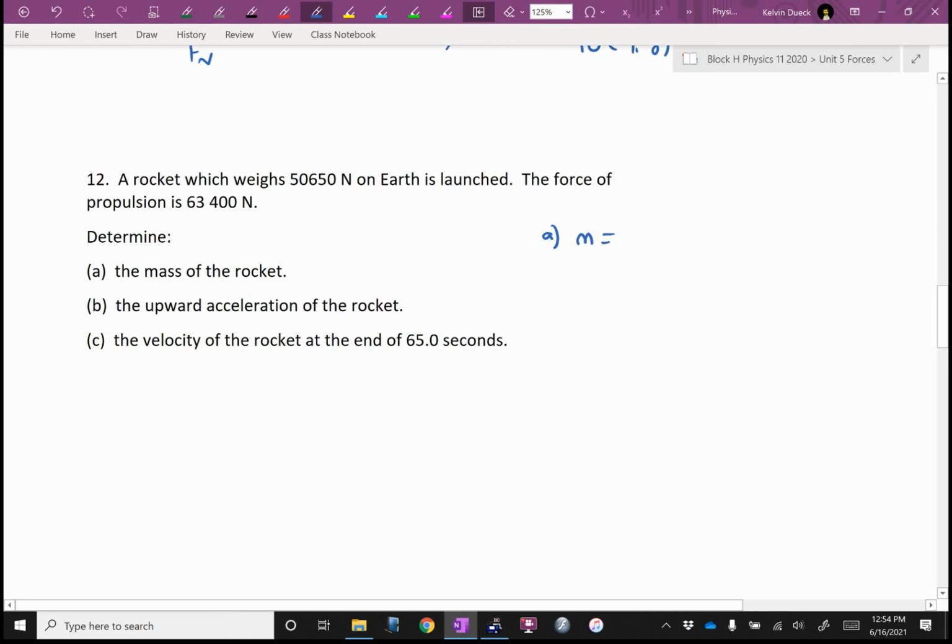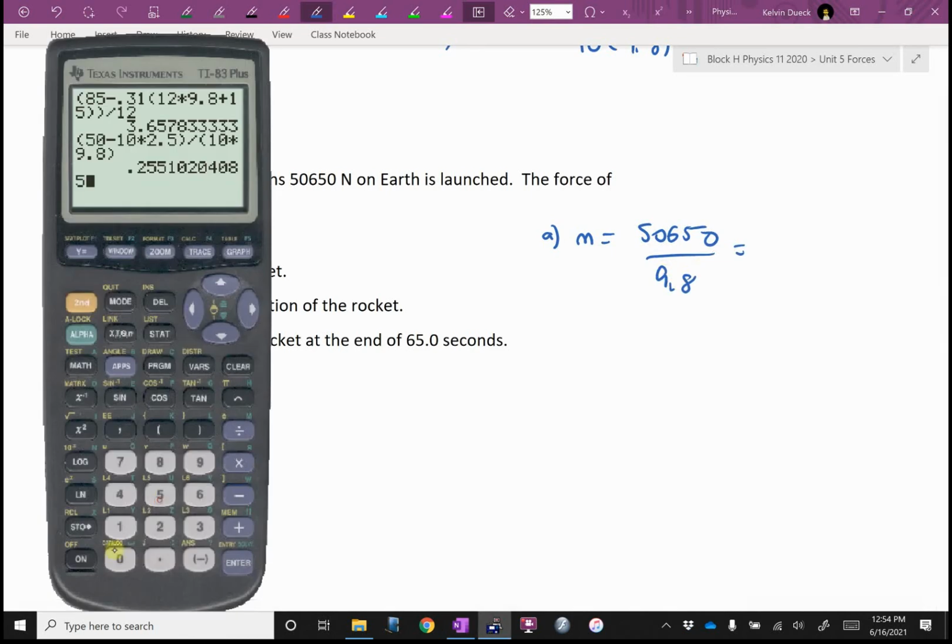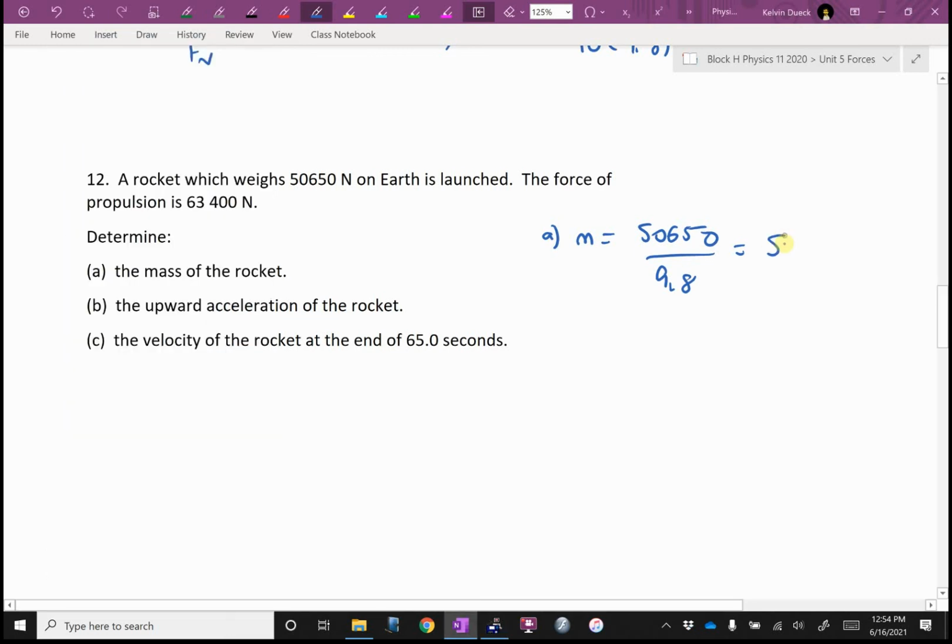Divide what? Which newtons? There's 2 of them. 50,650 divided by 9.8. It's going to stay on my answer button. I'll write 5168, but I'll try and keep this on my answer button.